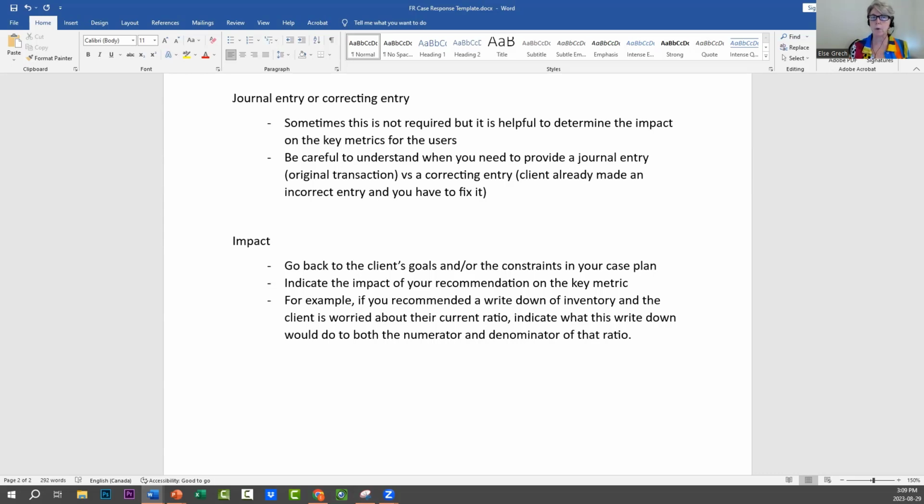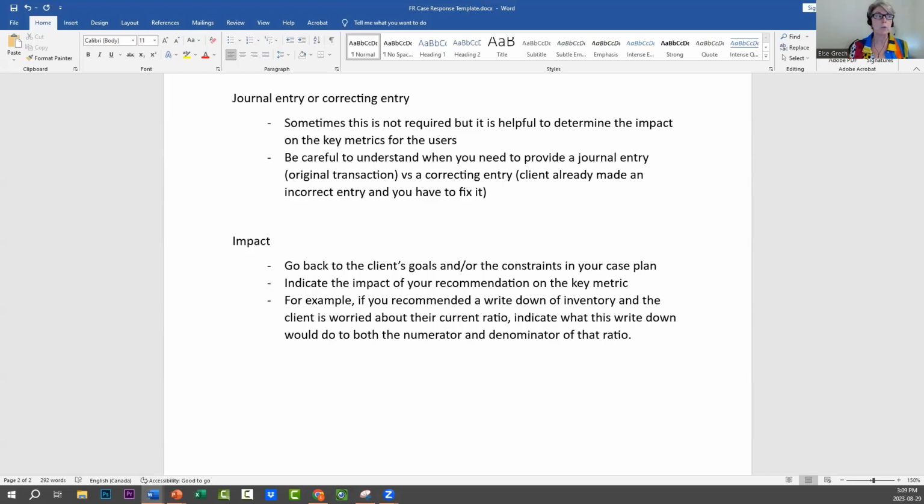And please don't use the word increase or decrease. Sometimes students will say it increases the ratio or it decreases the ratio. That does not tell me that you understand whether this ratio is getting worse or better. You're telling me the math behind it. I don't want to know the math. I want to know your understanding on whether the client is going to be happy or they're going to be sad. So keep in mind that last part.